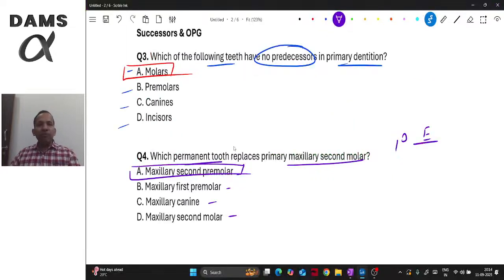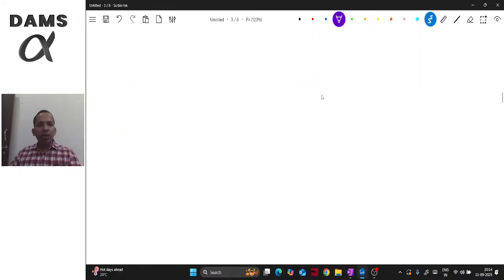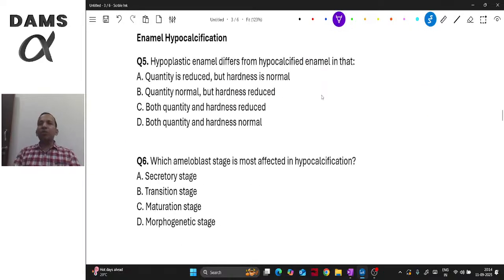So again, I have two similar questions, or variations of the question that we just discussed. Hypoplastic enamel differs from hypocalcified enamel in that... I think we already just discussed the difference between hypocalcification and hypoplasia. The options: quantity is reduced but hardness is normal; quantity is normal but hardness is reduced; both quantity and hardness are reduced; both quantity and hardness are normal.